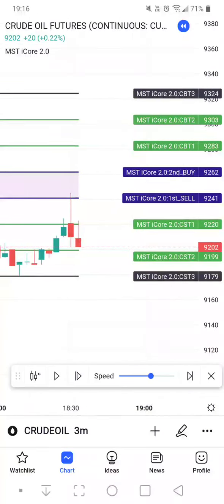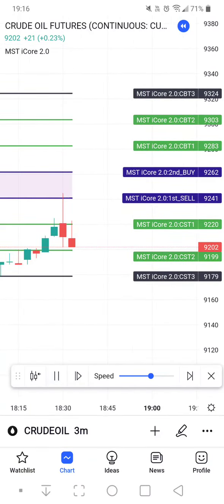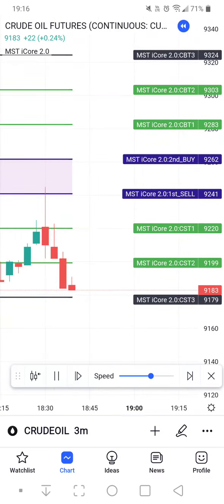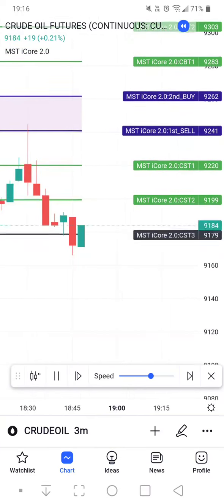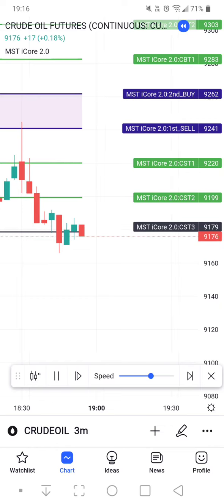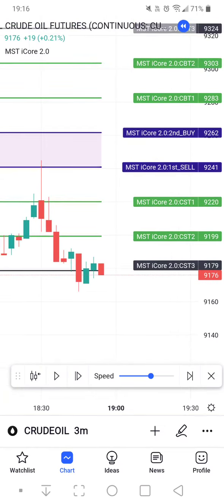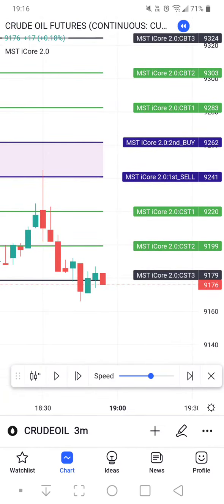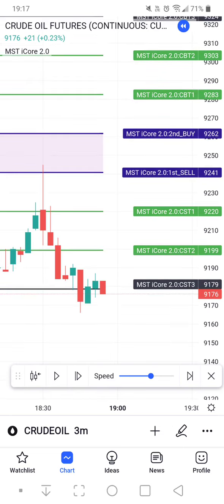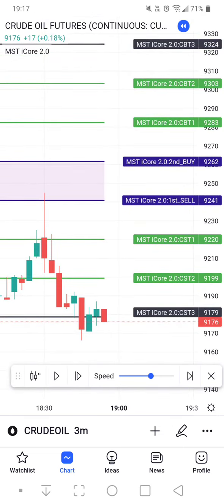Immediately two targets have been hit in just 3 minutes, and three targets hit in another 3 minutes. Third target hit immediately. That's all. All the targets have been hit in both the entries. In the morning we got buy entry, all the targets hit. In the evening market we got sell entry, all the targets hit. No other indicator will give you such an accurate entry on both sides.